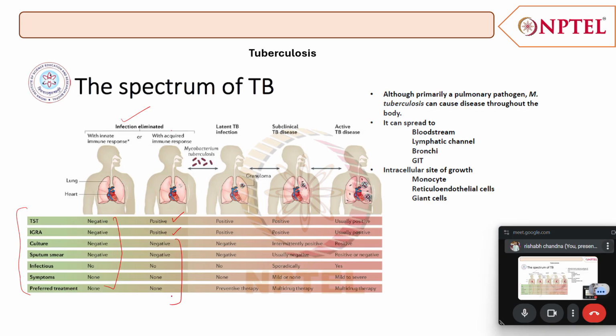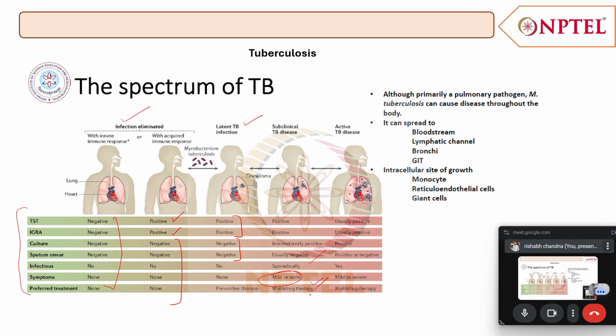But in the case of latent TB infection, the mycobacterium has actually been present, hiding in the body. In that case, the TST and the IFN gamma test are positive, but the culture and the smear will be negative because it is a latent infection. The therapy is preventive therapy. In the case of subclinical TB disease, all the tests would be positive, but infectiousness can be sporadic, symptoms mild or none, and multi-drug therapy will be given to the patient.